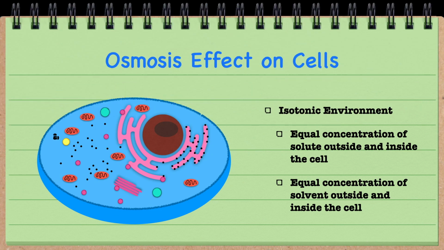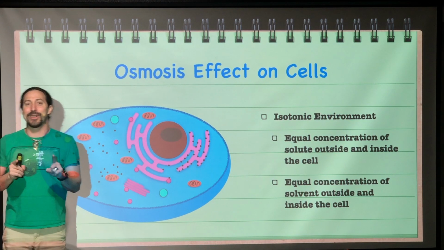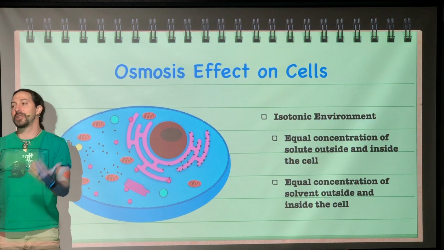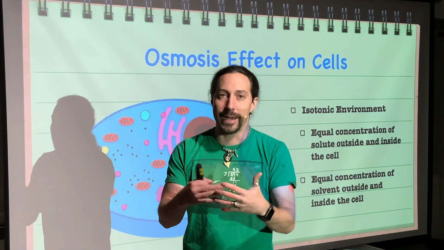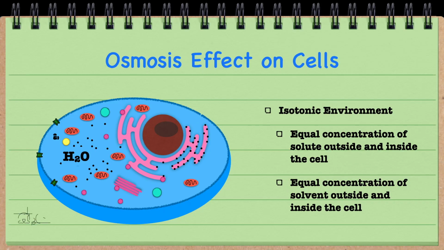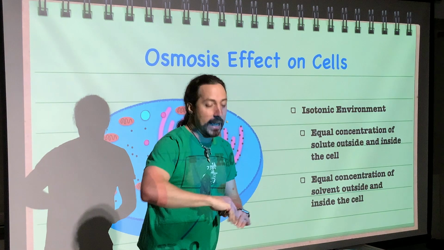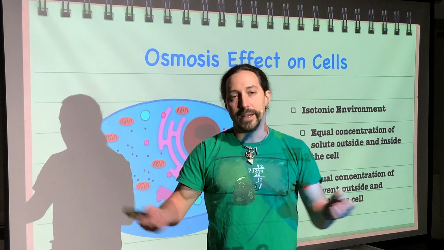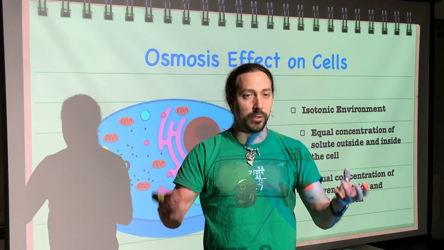Now, in an isotonic environment for our cell, we have an equal concentration of solute inside and outside the cell, which results in an equal concentration of solvent inside and outside the cell. And since the concentration of solvent is equal, our water is going to end up moving in and out of the cell. And it's going to do that in equal amounts. This is going to be at dynamic equilibrium. And the equal movement of water results in no change to the cell at all. It is exactly just stable.